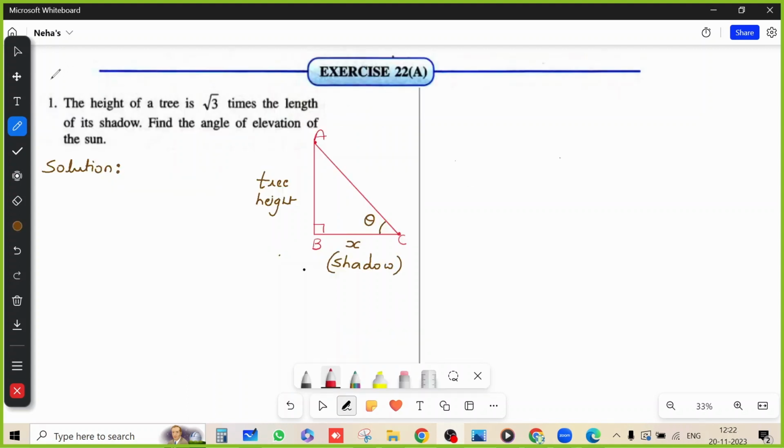The first question is, the height of a tree is √3 times the length of its shadow. Find the angle of elevation of the sun. So let us consider that this is the right angled triangle ABC, in which angle B is equal to 90 degree and BC is the shadow of the tree and AB is the tree. So we have to find the value of theta in this triangle. So we will consider, let x be the shadow of the tree.